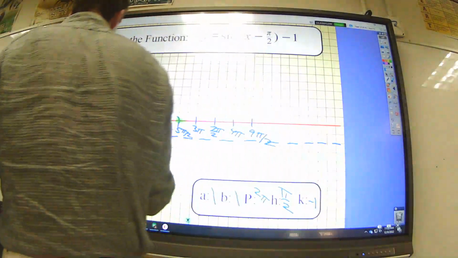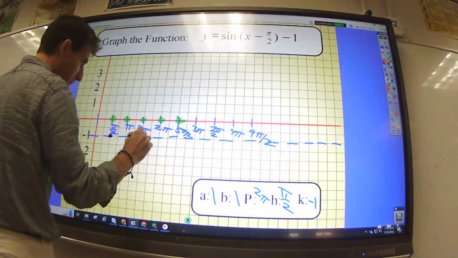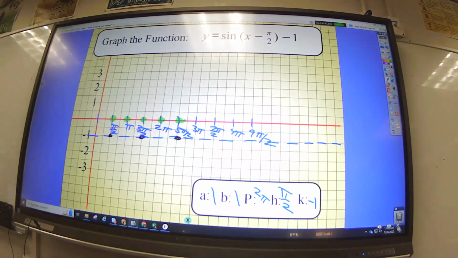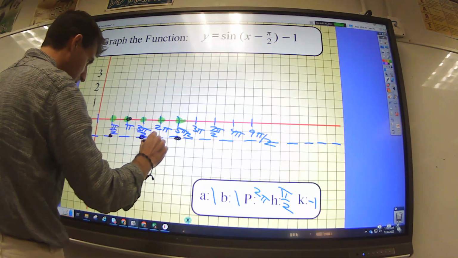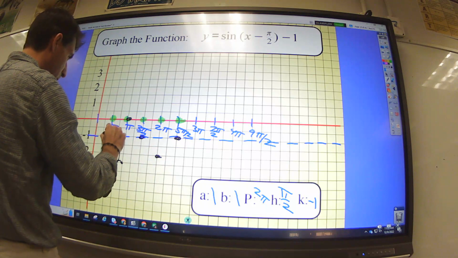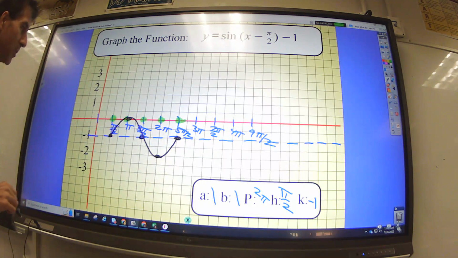So sine. First, middle, last. And then that's it, right? Nothing else fancy. I just go up 1, down 1, right? Up 1, I go down 1, make it curvy, and it ends up at 5 pi over 2.